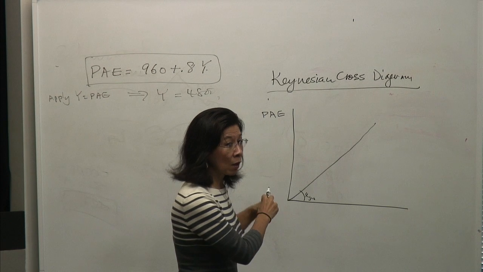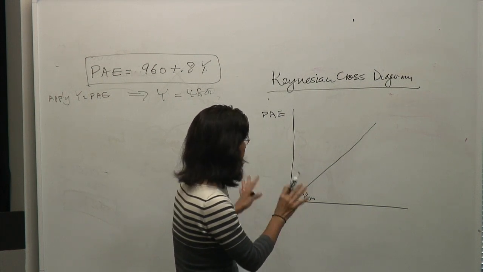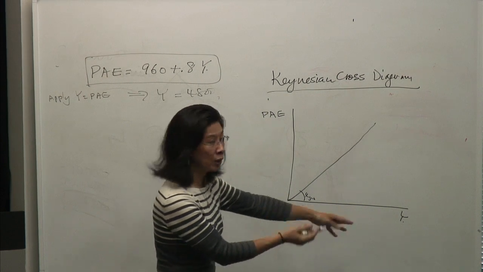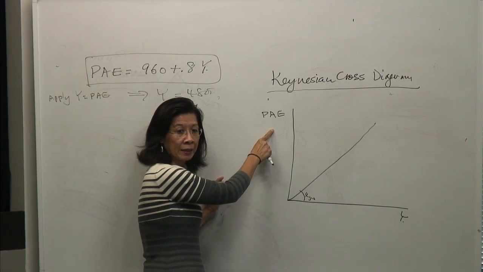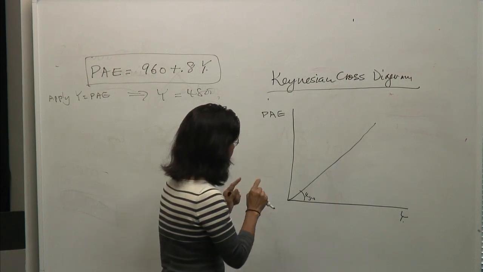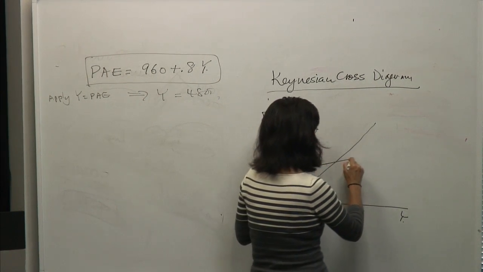Okay? I will take out points if you don't label or label it wrong. This is Y, or your output GDP. This is your planned aggregate expenditure. Remember, they're not the same. But we will draw this line.